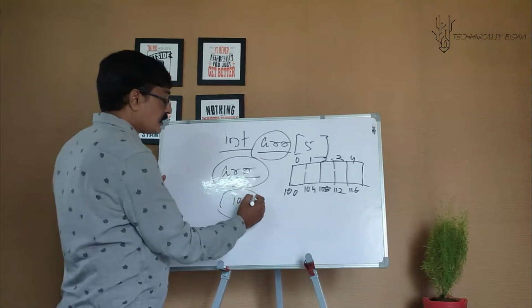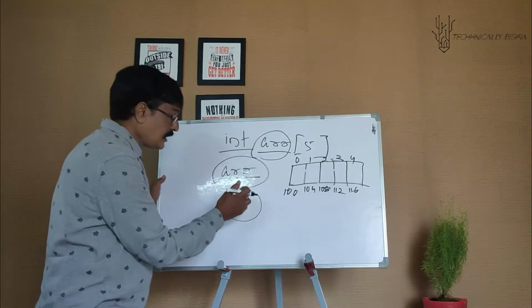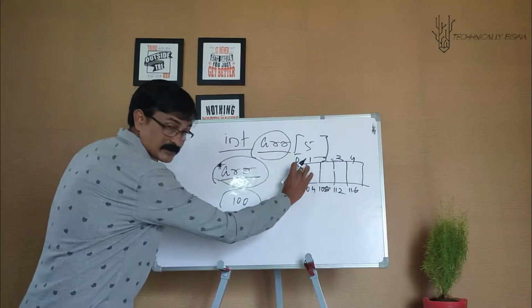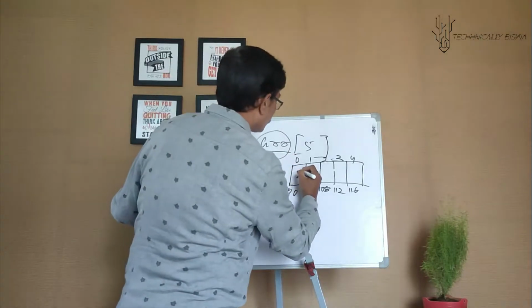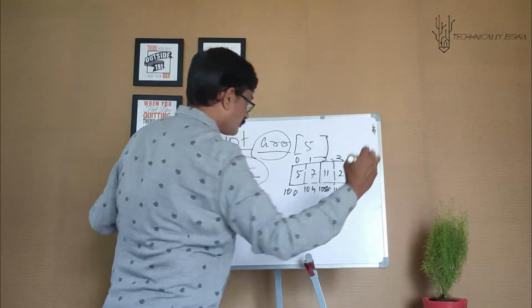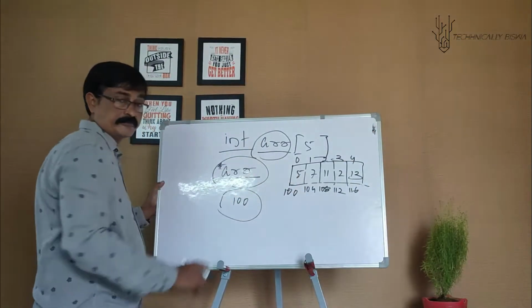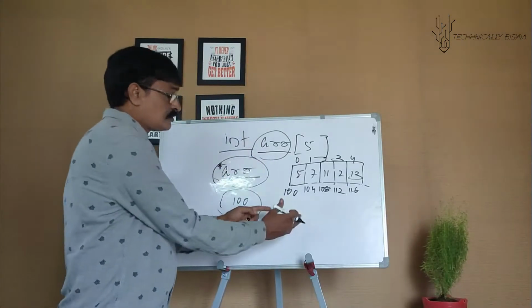Now, when I say ARR, I get the starting address. If I say asterisk ARR, I will get the value at the first location. Assuming I have some values here, 5, 7, 11, 2, 13, these are the values inside this array. If I say asterisk ARR, what will I get? I will get 5. Clear with this? This is the synonymity.